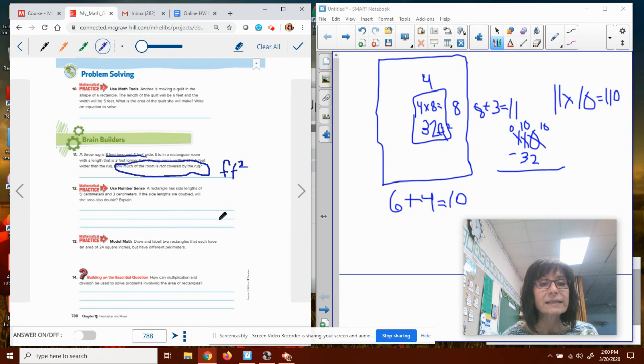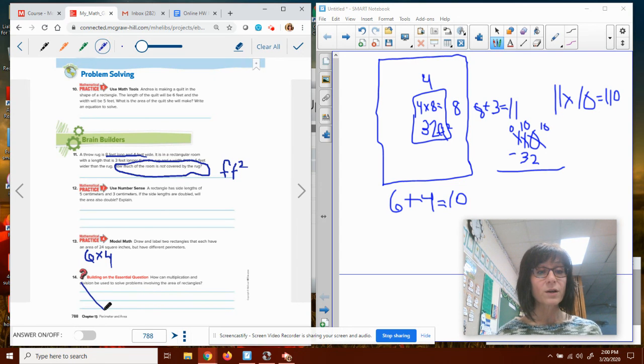A rectangle has side lengths of 5 centimeters and 3 centimeters. If the side lengths are doubled, will the area also double? I would go ahead and draw a picture and try this and see what happens. Number 13, draw and label 2 rectangles that have an area of 24 but have different perimeters. You've got that down. We've done that before. First, pick out 2 factors that are going to have a product of 24. Create 6 rows of 4 columns, however, and find 2 more factors that are going to give you the area of 24, the product of 24.